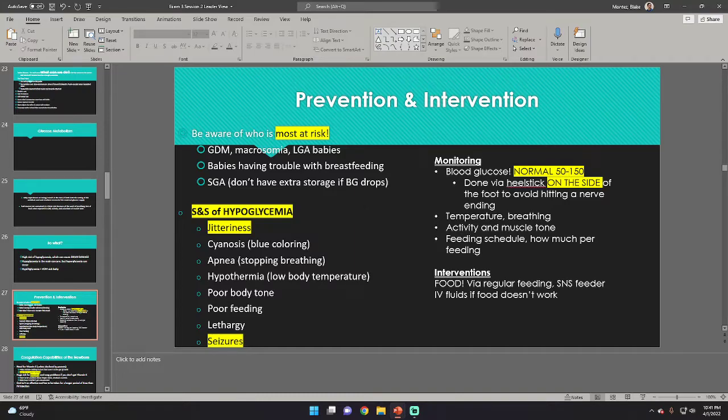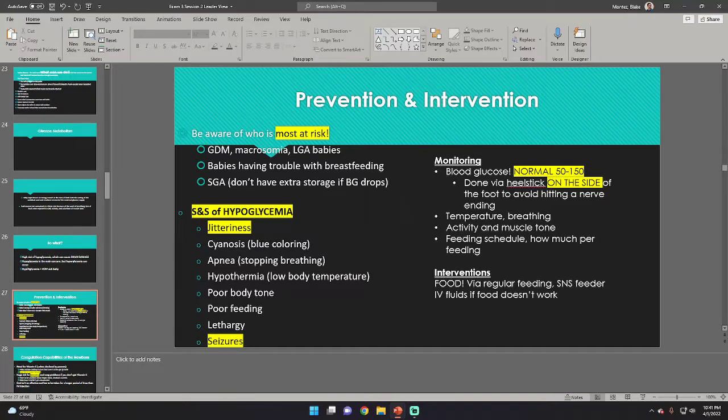Signs of hypoglycemia are going to be jitteriness, cyanosis, maybe apnea, hypothermia, poor body tone. Maybe they're just having trouble feeding. Maybe they're very lethargic, and even seizures as well. The normal blood glucose value is 50 to 150. This is done via a heel stick on the side of the foot to avoid hitting a nerve ending in that foot. We're assessing temperatures.